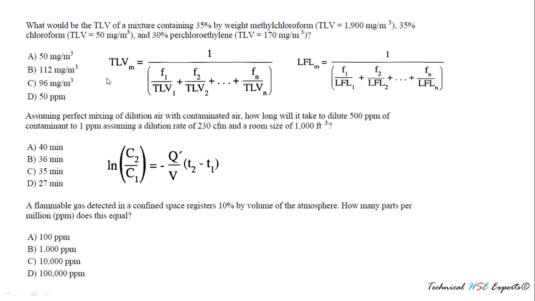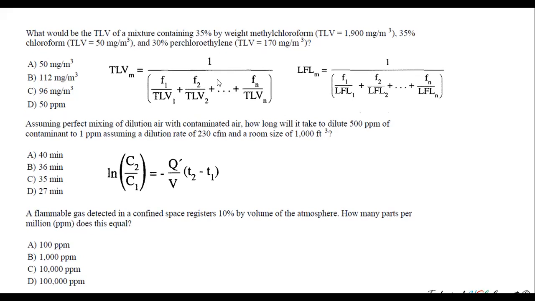See here, what would be the TLV of a mixture containing 35% by weight methyl chloroform and TLV value they have given, 35% chloroform and TLV value they have given, and 30% perchloroethylene and TLV value they have given. So where does this formula come from? Again go to the same section, you can see the formula here. That's for the mixture, the TLV value for the mixture.